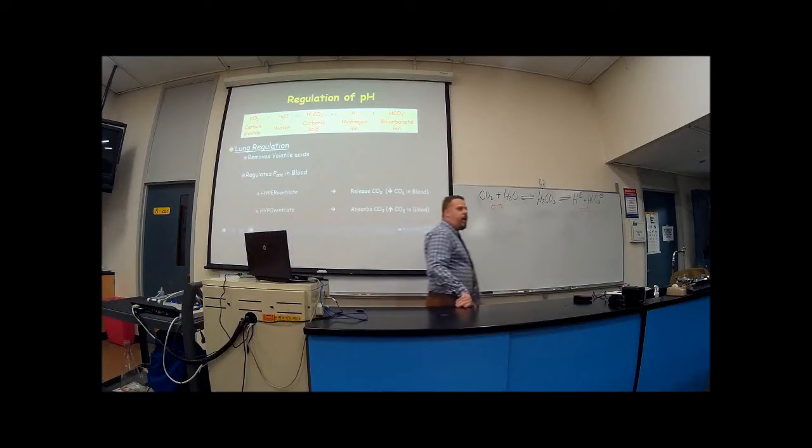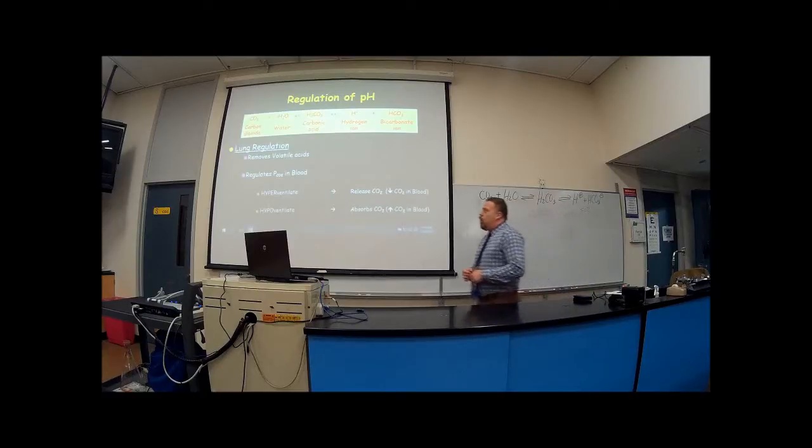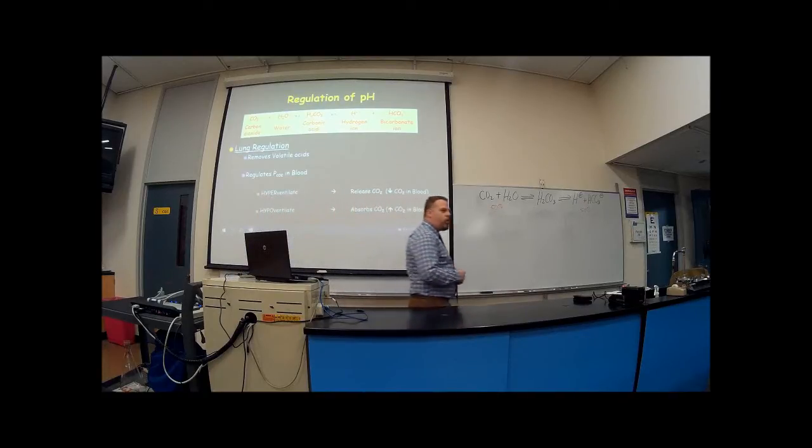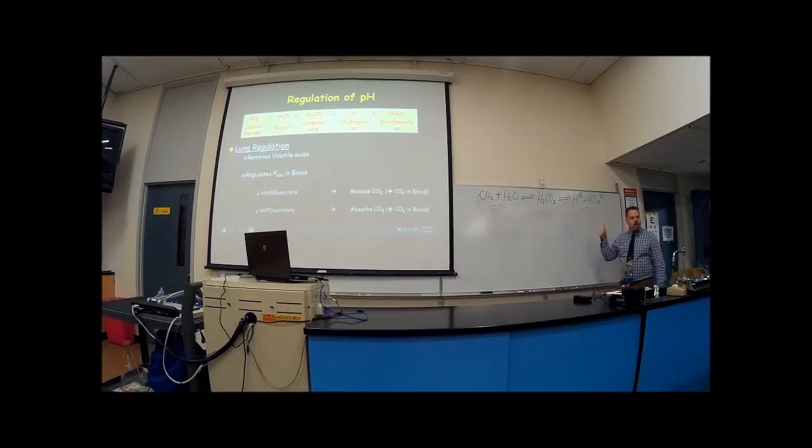So, regulation of pH, kind of a reiteration of stuff we've been talking about. Lung regulation: lungs are going to remove volatile acids, and it regulates the partial pressure of CO2. If you hyperventilate, you're going to blow off more CO2. If you hypoventilate, then the CO2 wants to stay in your body. This starts building up, and the reaction goes this way. Does that make sense? Hypoventilation, hyperventilation.